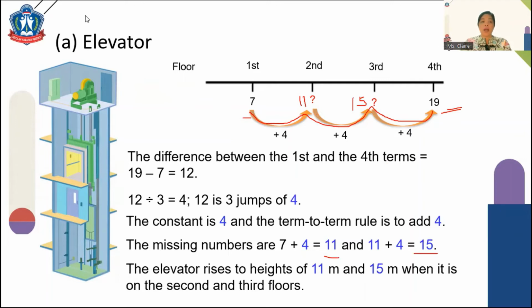How about if the elevator goes to the 5th floor here? What will be the height? Since we have a constant number which is jumps of 4, we just simply add 4, and that is equal to 23, correct?